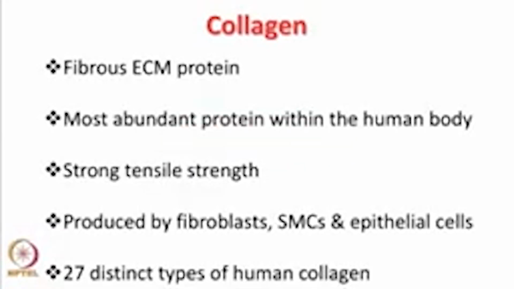So, I will now go and discuss some of the ECM proteins which are of key essence in directing behavior of cells, and the most important of them is collagen. Collagen is a fibrous ECM protein, it is the most abundant protein within the human body. It has strong tensile strength, it is produced by fibroblasts, smooth muscle cells and epithelial cells, and you have 27 distinct types of human collagen.